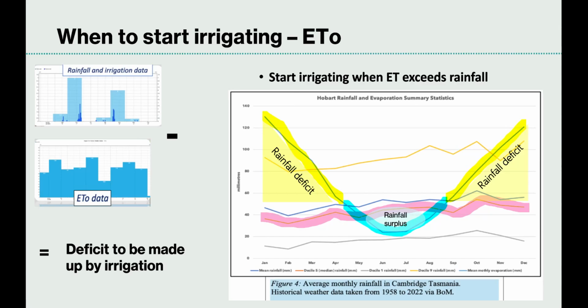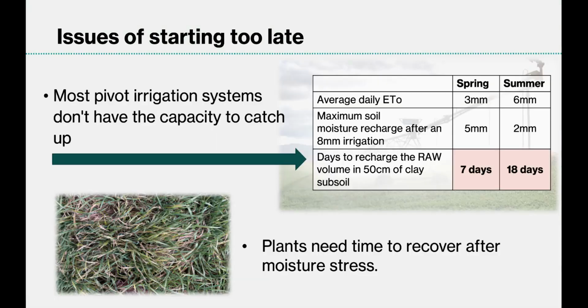A good general rule is to start irrigating when weekly ET exceeds weekly rainfall, so that you can carry some of that stored soil moisture from winter into summer. Coming out of winter, you've got the advantage of having a store of subsoil moisture. If you start your irrigation season too late, then you risk using up that subsoil moisture in spring.